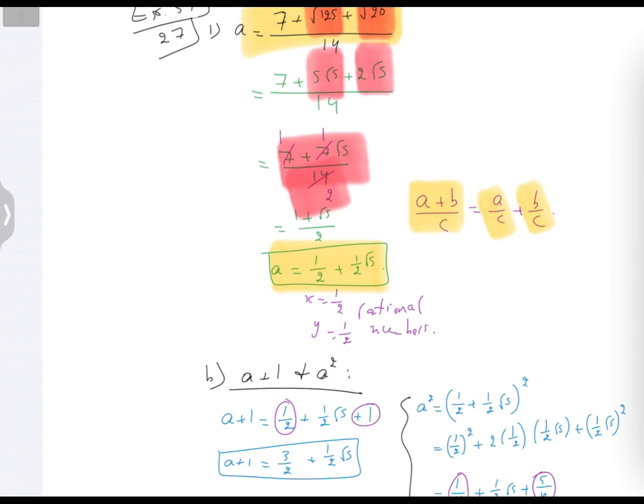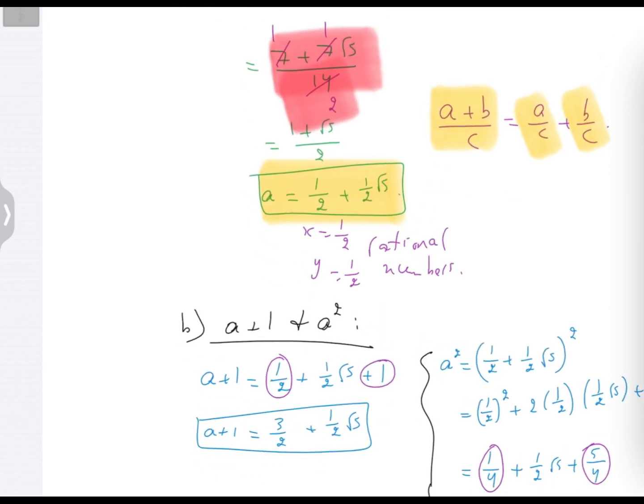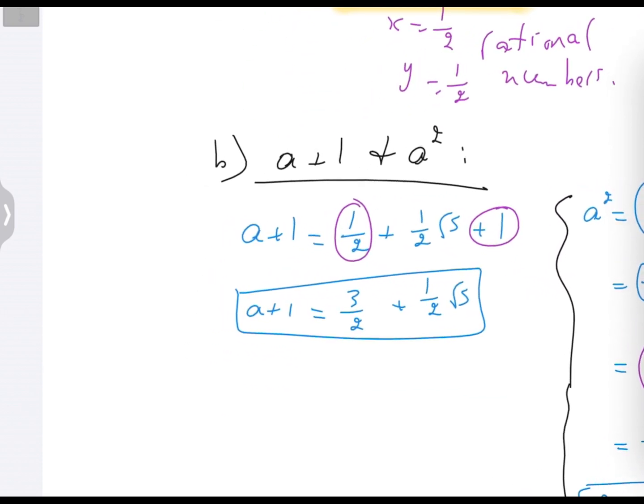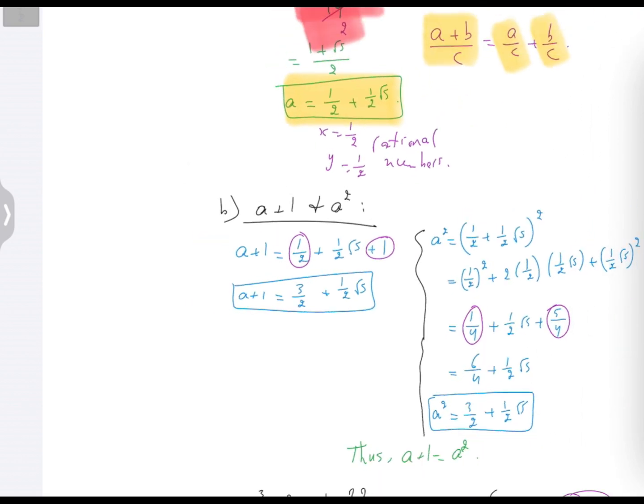wanted in the exercise. Now the second part, compare a plus 1 and a squared. Comparing a plus 1 and a squared, first let's find a plus 1. Here we have a, it's half plus half radical 5, and plus 1 here. Now half and 1, it's 3 over 2, obviously, plus half radical 5. This is a plus 1.